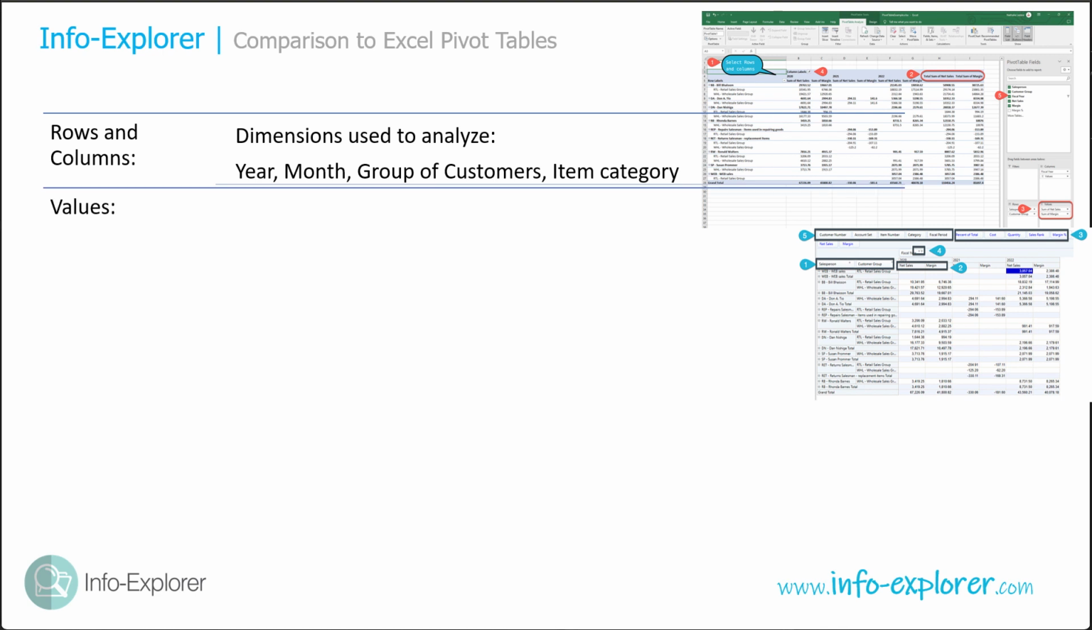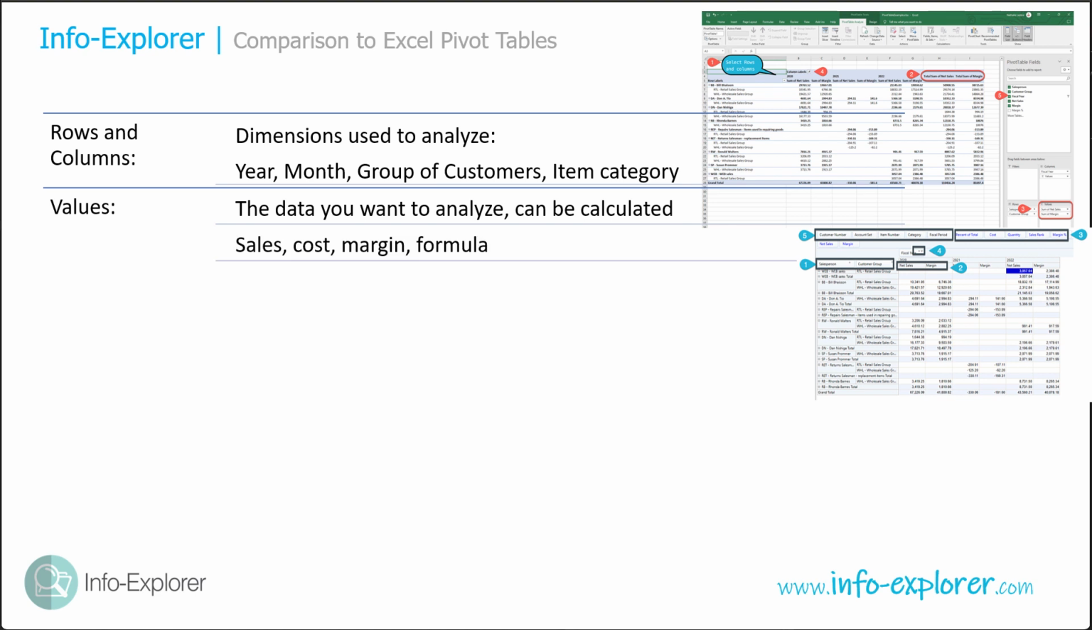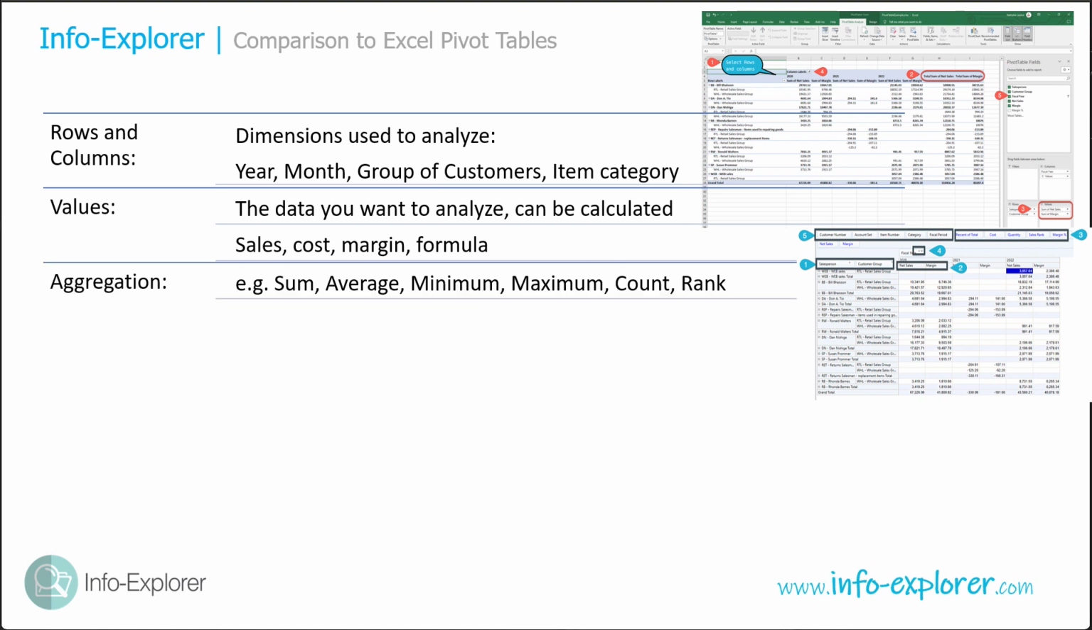Pivot tables have values, and they're the data points that you want to analyze or summarize. They're typically numeric, and they are aggregated using functions like sum, average, count, rank. Often there'd be something like your sales, your cost, the transaction amount, your margin, or there can be a calculation and a formula. A value with an aggregation method becomes what we call a fact in Info Explorer that you can then show in your cube.